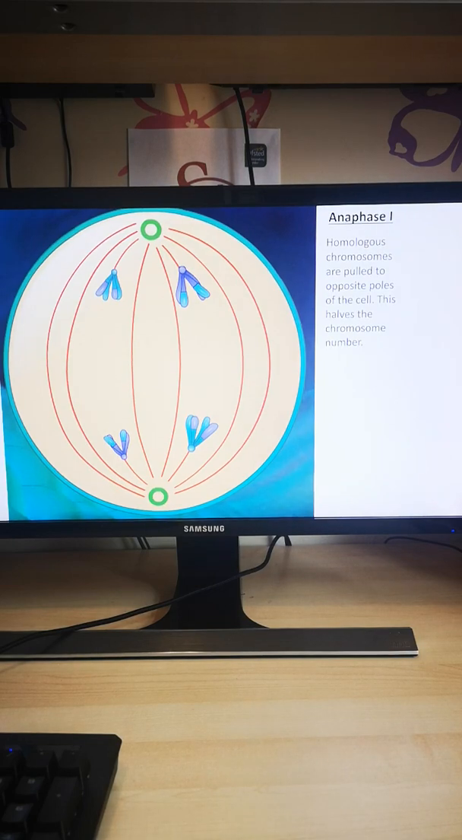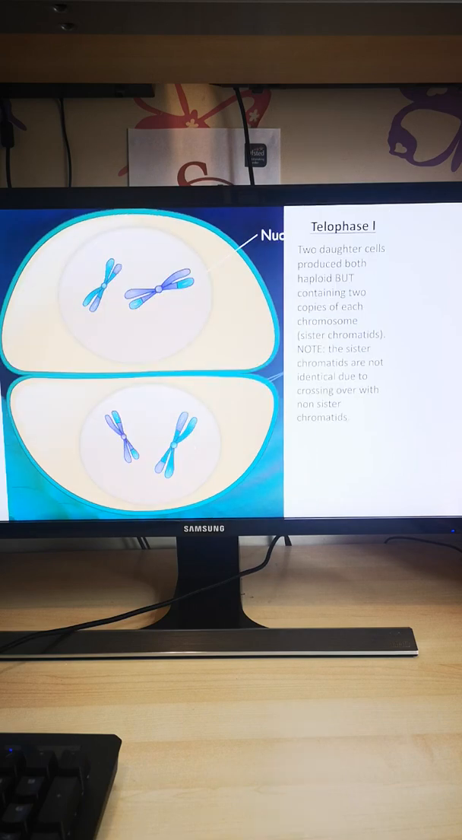Okay, so then in anaphase 1 we can see our homologous chromosomes have been pulled to opposite cells, so when they divide we've halved the chromosome number. So the 2 daughter cells that have been produced now are haploid. They only contain 1 of each homologous chromosome pair. Also note the sister chromatids are not truly identical anymore because of that crossing over with the non-sister chromatids. So they're in effect different DNA molecules.